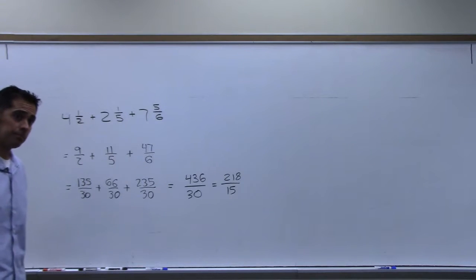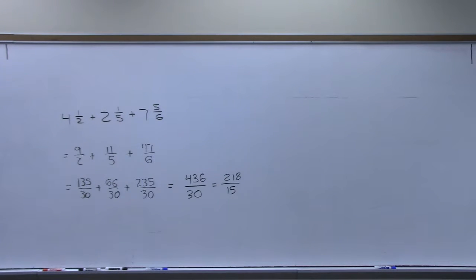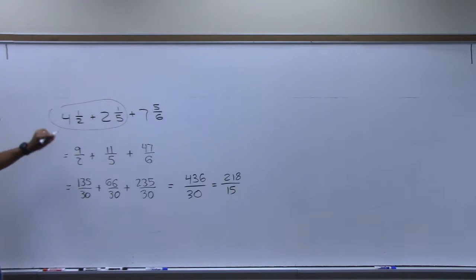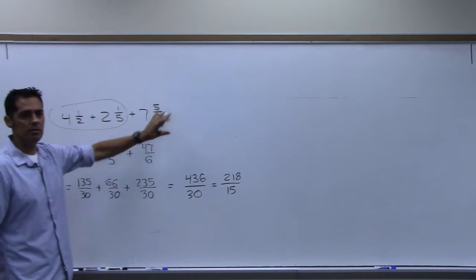Okay, I think that we should probably move on to where we left off last time. Yes? Quick question. Can you add those separately? Like, you do 4 1/2 plus 2 1/5 and do that, and then whatever you get, you add that with 7 5/6. Like add these two first and get an answer? Sure, okay, yeah. And then add that after? Yeah, yep.